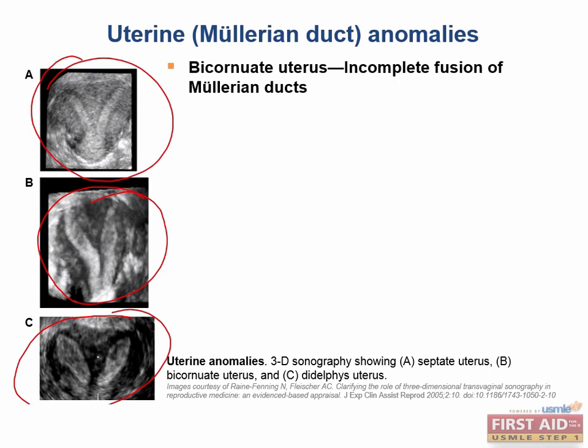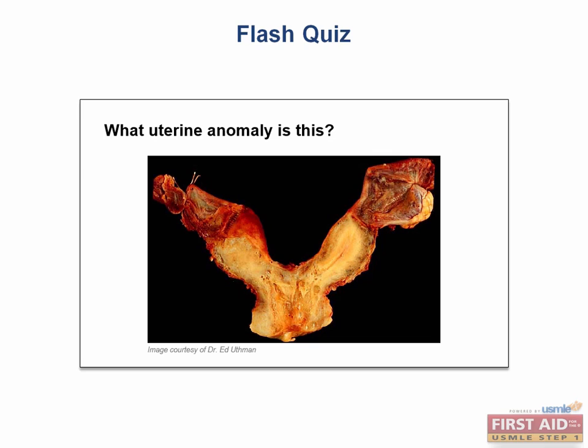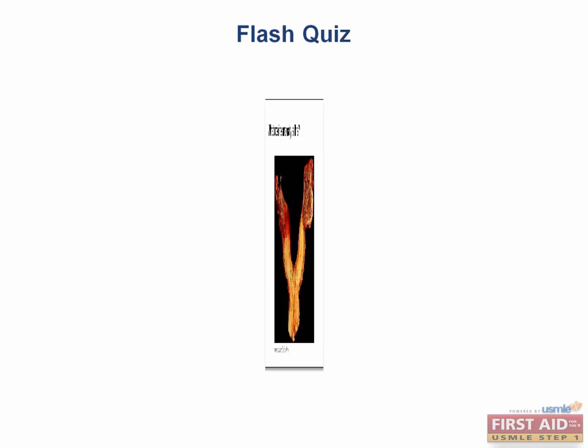So as we said earlier, the bicornuate uterus. What uterine anomaly is this? This is a bicornuate uterus.